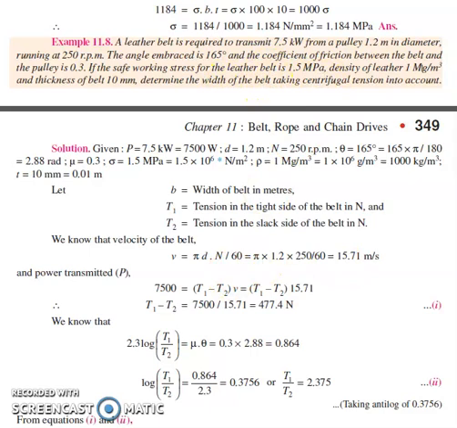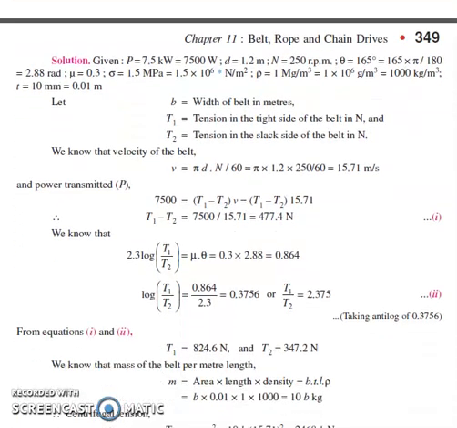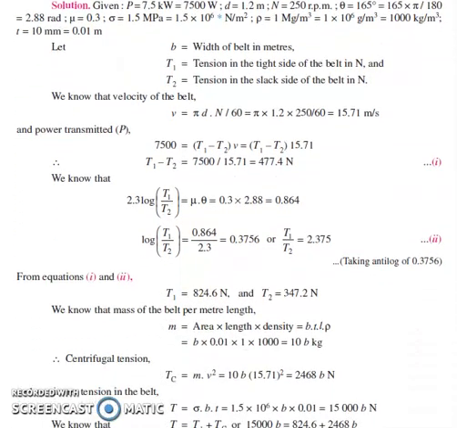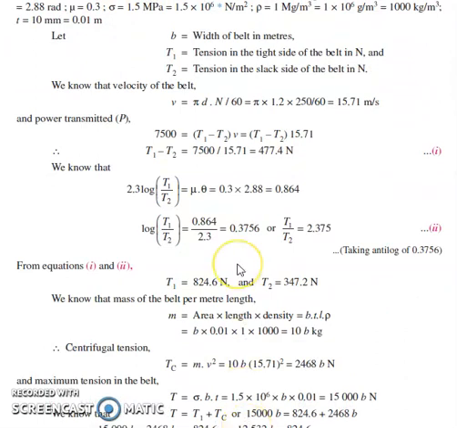For determining the width of the belt, we require certain parameters or criteria. That is, we need to identify the tension on both sides. For both the tensions we need to calculate power. For the power we need velocity. For velocity we know the formula pi d n by 60. D in terms of meter, substituting it, calculating what the velocity is, and now velocity is 15.7 meter per second. Okay, and the power was given as 7.5 kilowatt.